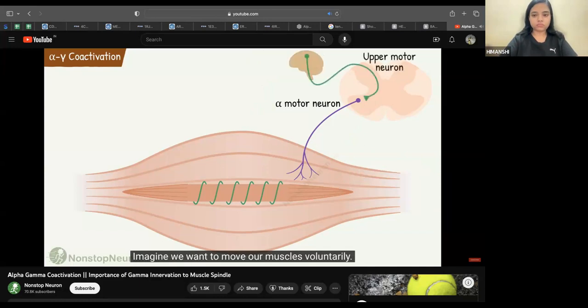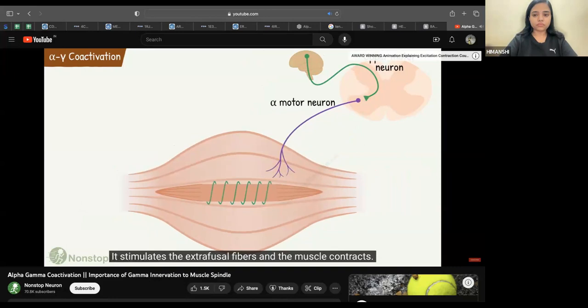Imagine we want to move our muscles voluntarily. For this, the brain sends a signal via the upper motor neuron to the alpha motor neuron of the relevant muscle. It stimulates the extrafusal fibers and the muscle contracts.